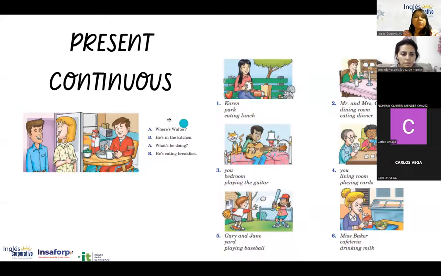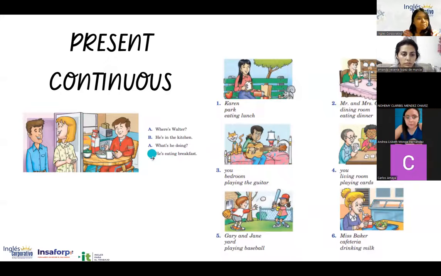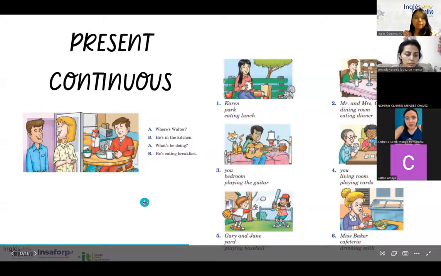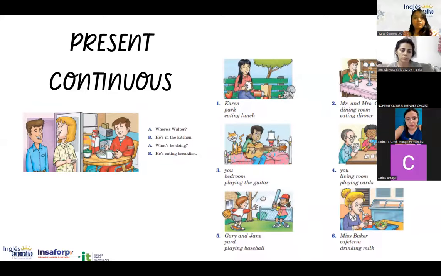I need one volunteer to read A and B. Okay, Andrea, Lisbeth, go. Where's Walter? He's in the kitchen. Okay. Where's Walter? He's in the kitchen. What's he doing? He's eating breakfast. Okay, repeat after me, Andrea. Where's Walter? He's in the kitchen. What's he doing? He's eating breakfast. Okay, very good.